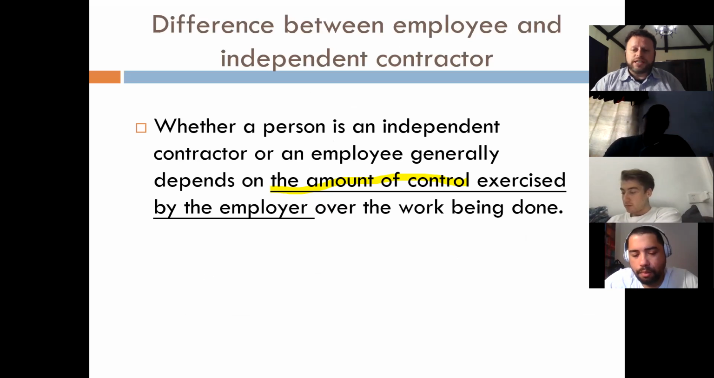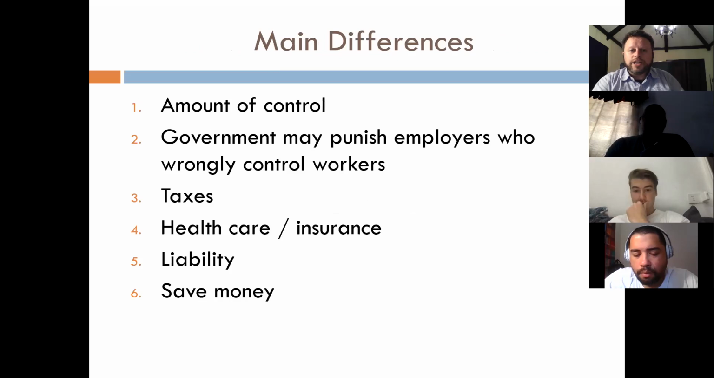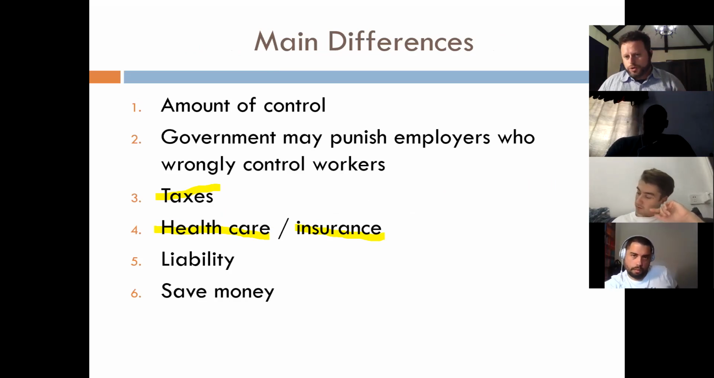So this difference is so critical because it's not just about liability or responsibility or being sued. It's not just that. Look at what else. If you have an employee, you have to pay taxes. Uber does not pay taxes for their drivers. If you have employees, you have to give them health care and insurance. Uber does not give health care or insurance to their drivers. I mean, this is huge.